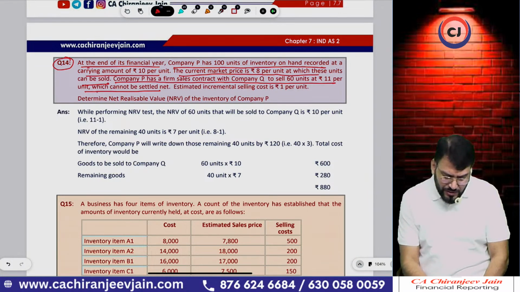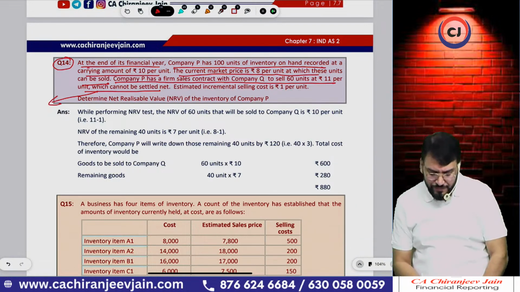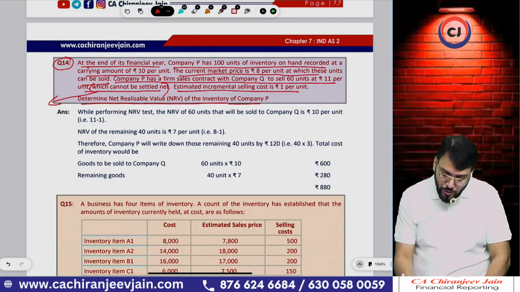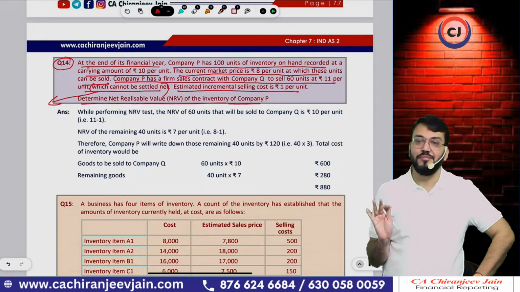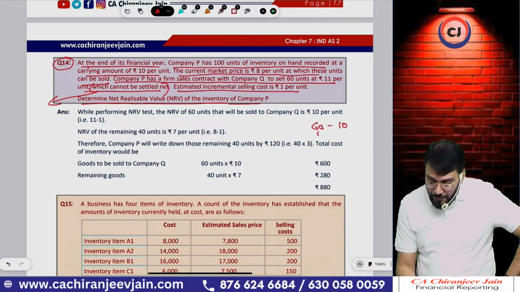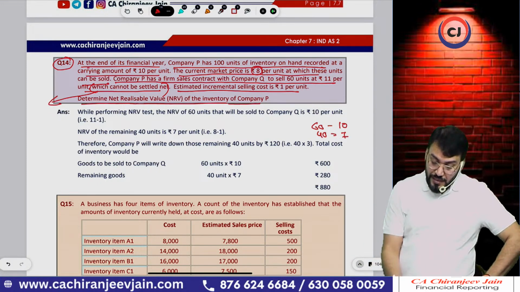This you will automatically understand when we do the financial instruments chapter. So right now you ignore it. Estimated incremental selling cost is rupees 1. Determine NRV of the inventory of company P. Most students will take 11 minus 1 for the entire units. But for 60 units it is 10, and for the balance 40 we will take 8 minus 1, that is 7. Dangerous or not?